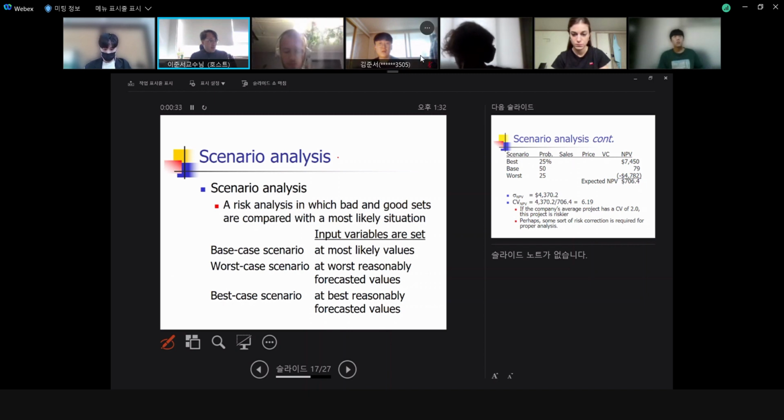The second or third method to analyze the riskiness of cash flow. Then we'll move on to chapter 15, capital structure, which is the last chapter that will be covered in this semester.